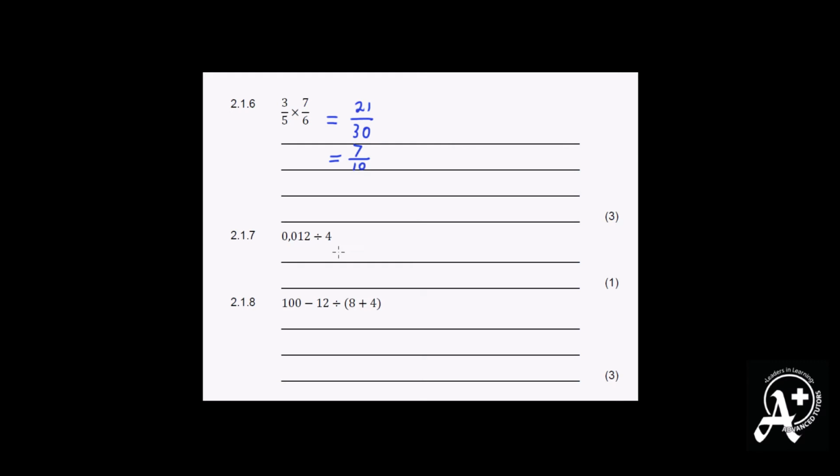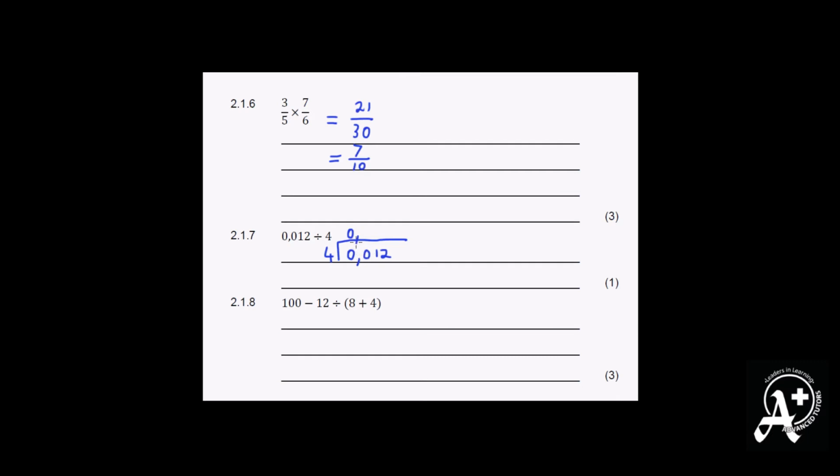If we move over to 2.1.7, we've got 0.012 divided by 4. Now they want to trick us with the fact that we're dividing by a decimal number which is smaller than 1. But it shouldn't be difficult. We simply approach it in the very same way. So we know that 4 can't go into 0, so that's 0.